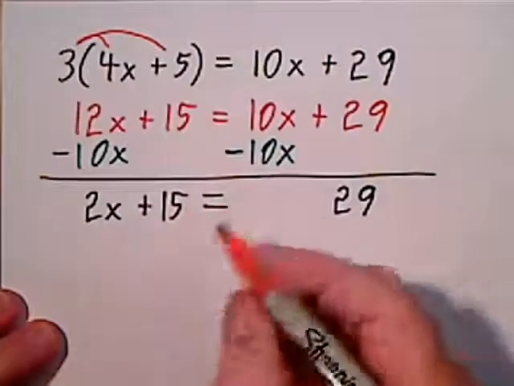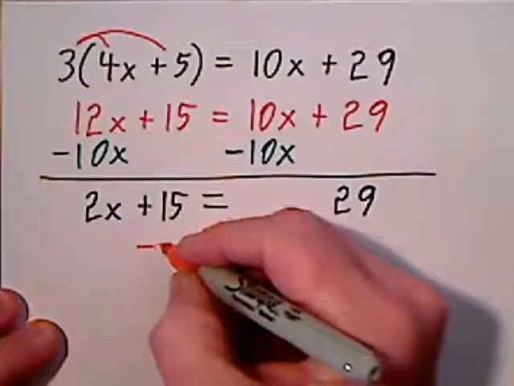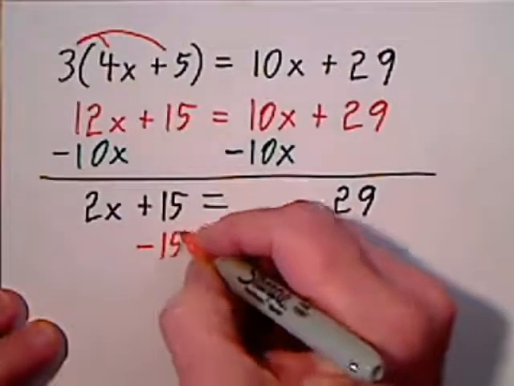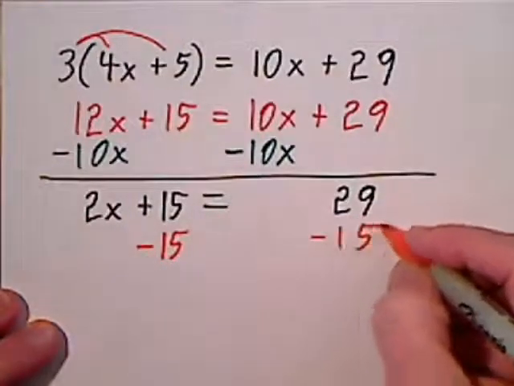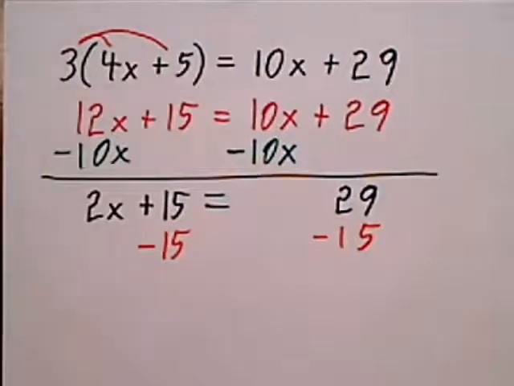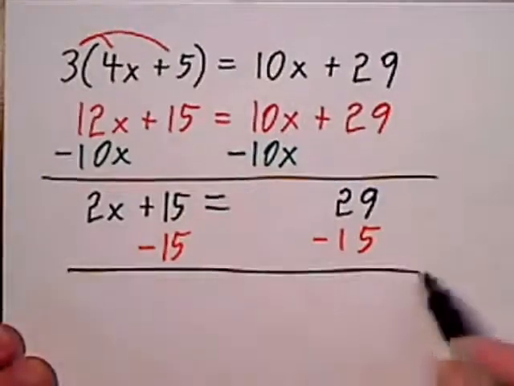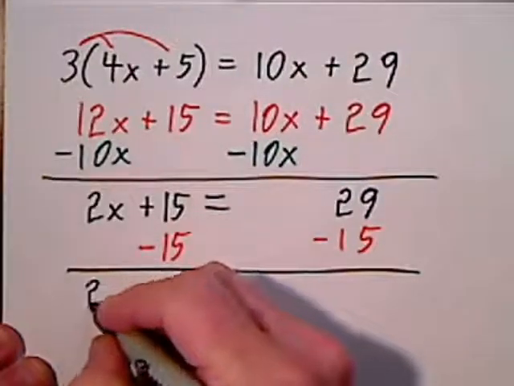Now you want to get rid of this 15. It's held by addition or subtraction. You achieve the opposite operation by pairing it up the same thing with the opposite sign. I just put a line underneath everything. Bring down what's left.